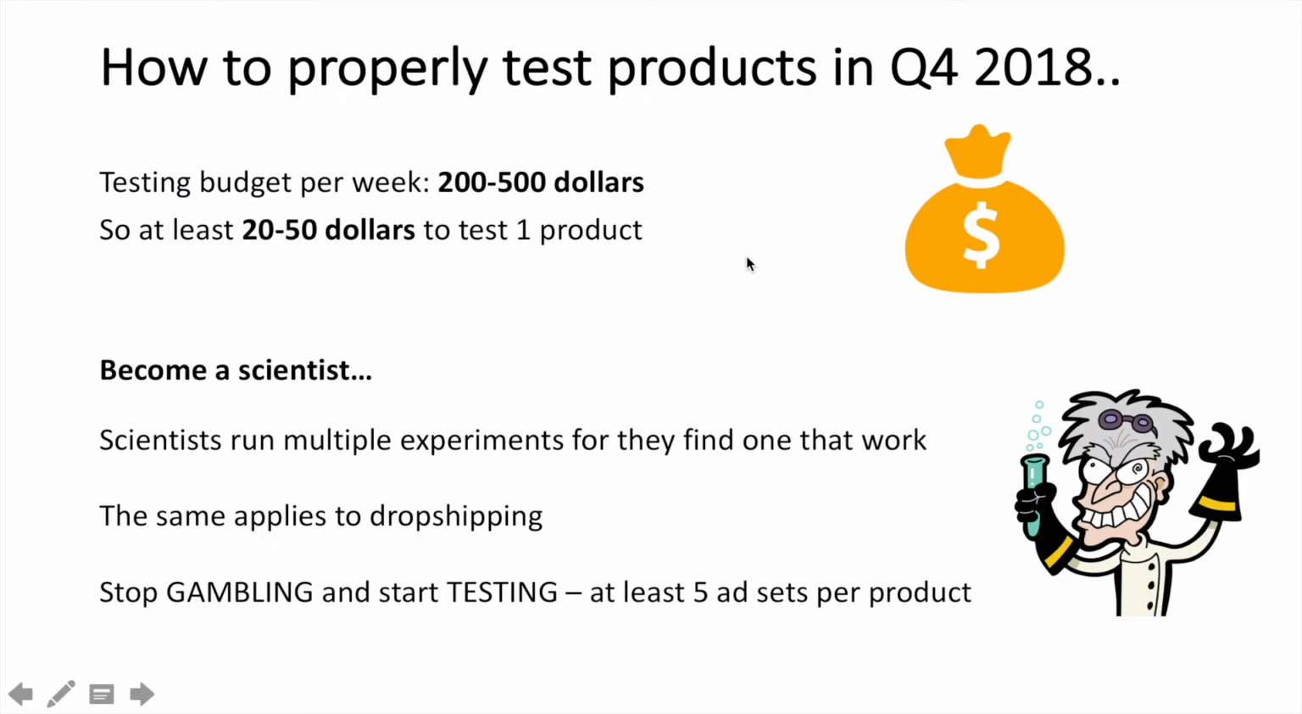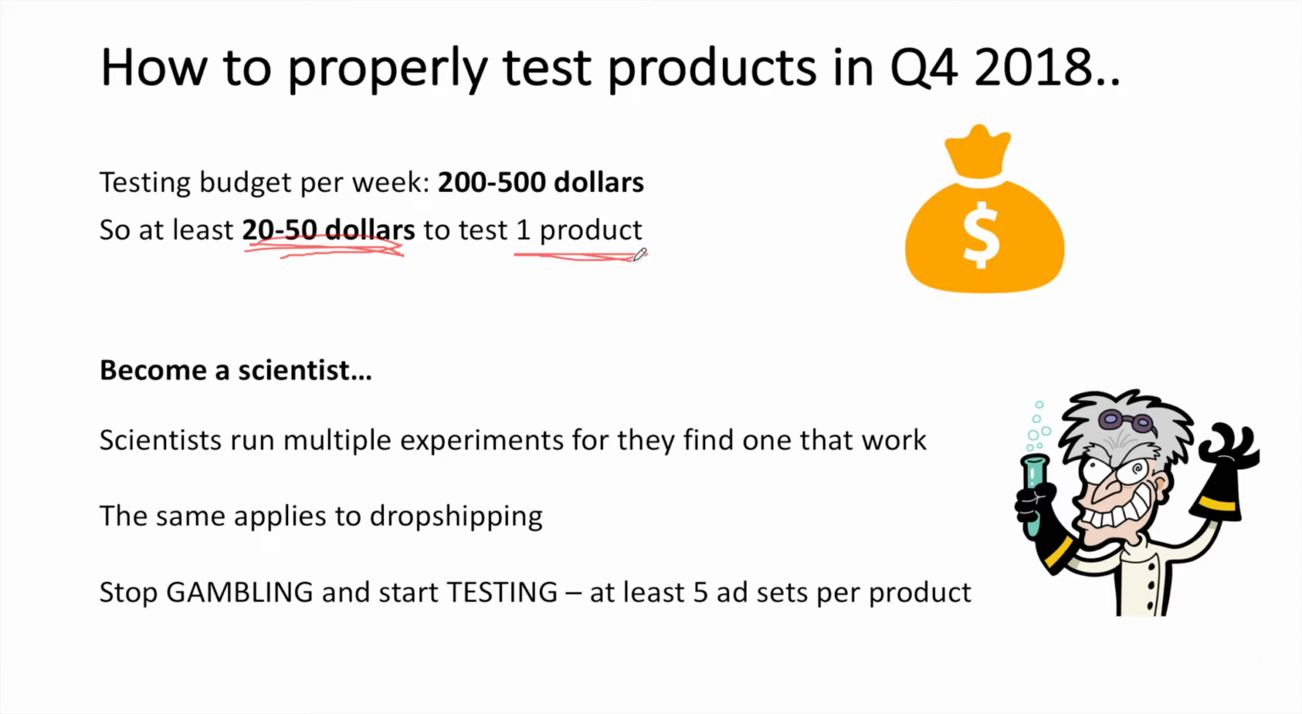Okay, so how to properly test products in Q4 2018. What you need to be doing is determining what your testing budget is, and I advise at least $200 to $500 per week. Obviously, you can do less than that. You can test fewer products if your budget doesn't allow that. But this is certain: you need to be testing at least $20 to $50 per product. Because if you're doing just $5 for a product and then saying, oh, it's not a winner, you're not really giving it enough opportunity.